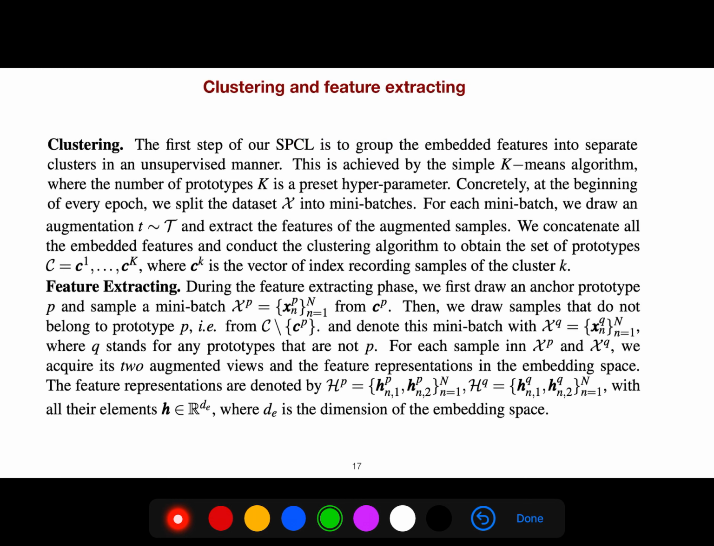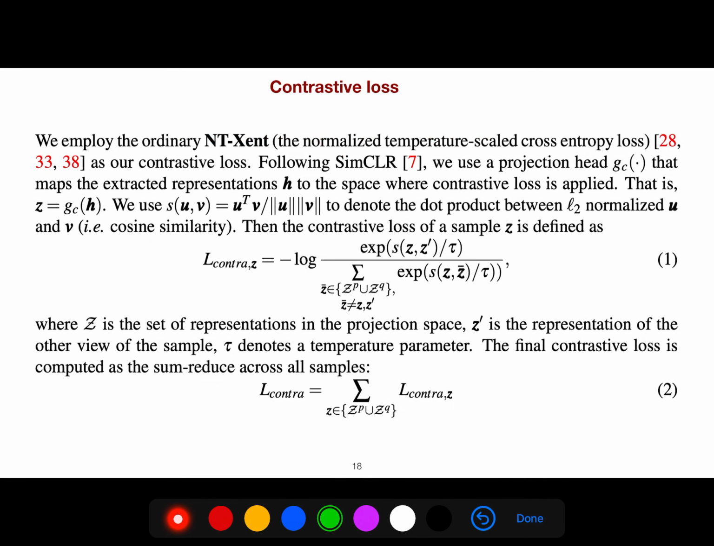And so the first step is to group the embedded features into separate clusters in an unsupervised manner. During the feature extracting phase, we first draw an anchor prototype and a sample mini-batch. Then we draw samples which do not belong to prototype P, and then we employ the ordinary NT-Xent, which is the normalized temperature-scaled cross entropy, as our contrastive loss. Then, following SimCLR, we use a projection head that maps the extracted representations to the space where contrastive loss is applied.